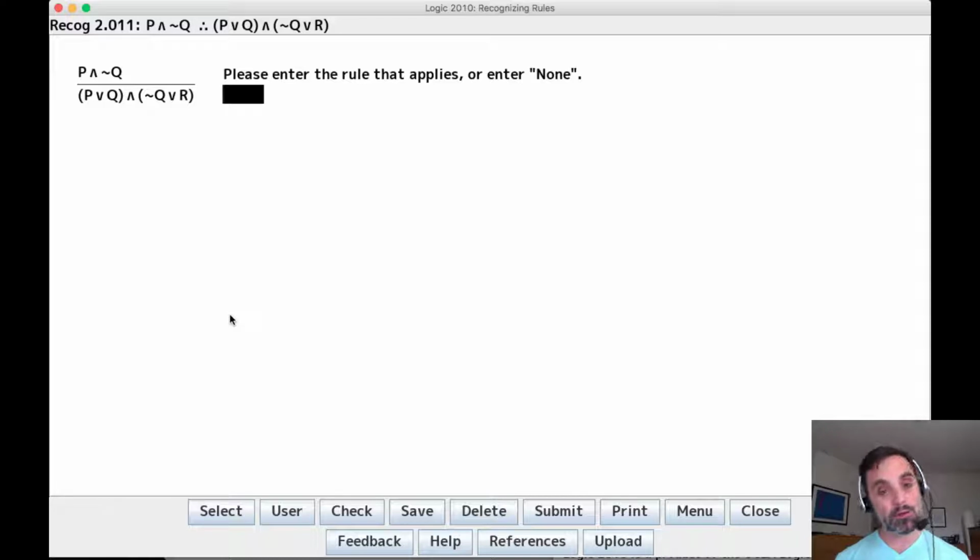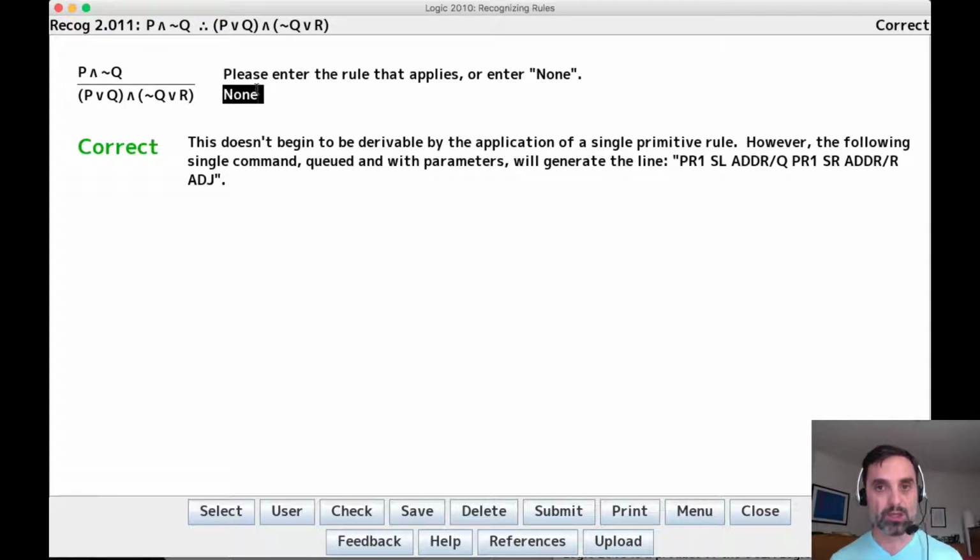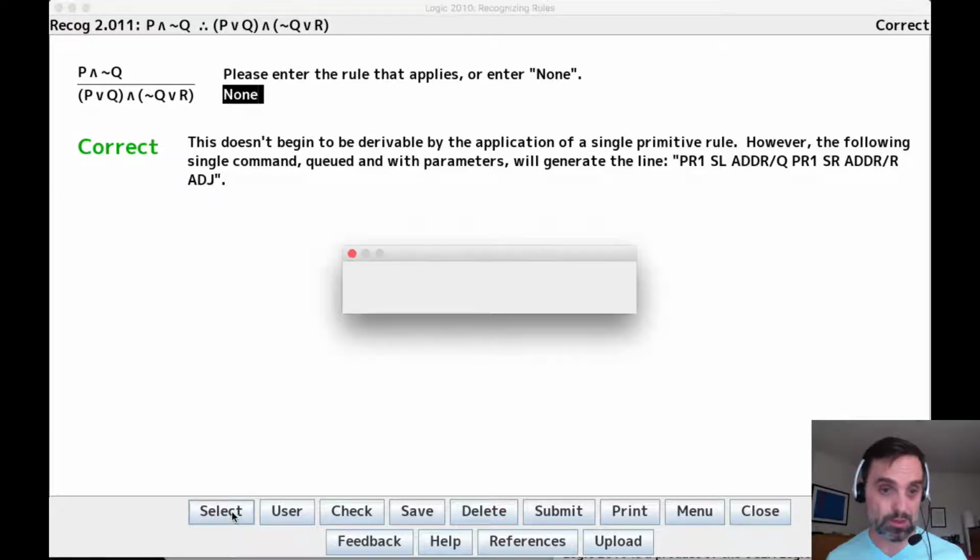conjunction. However, using both through several applications of addition, if you simplified, you took the P off and then added Q to the right side of P, and you took the not Q off and added R to the right side of Q, then you'd have P or Q, and you'd also have not Q or R, and then using a junction you could put them back together. So this is a valid argument from the premise to the conclusion, but it's not an instance of any of our inference rules.